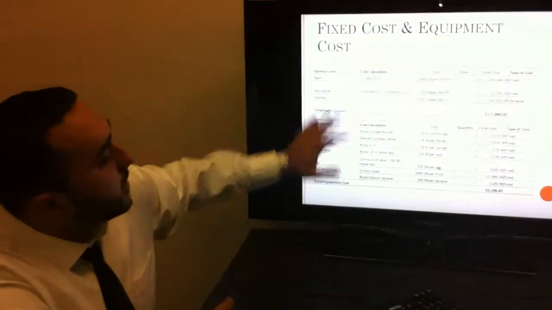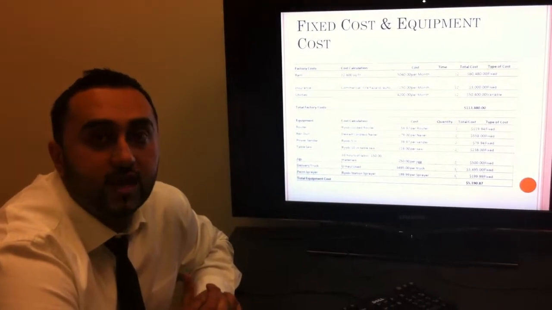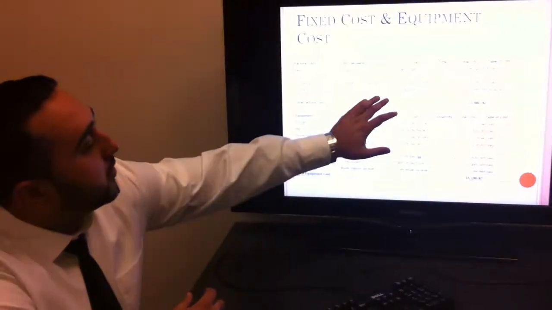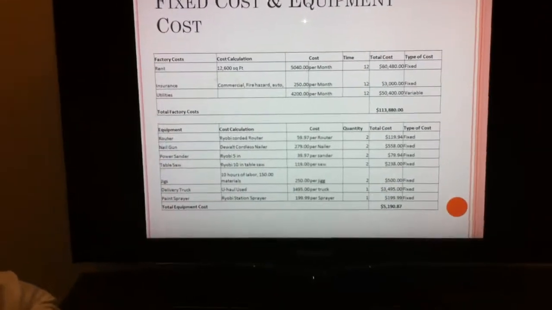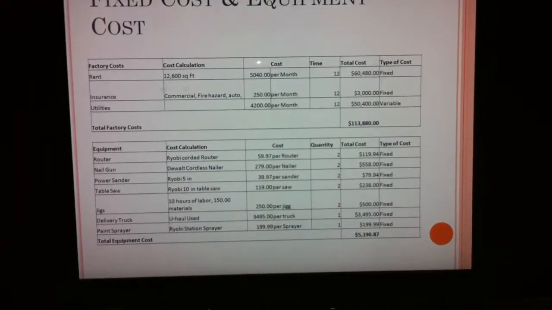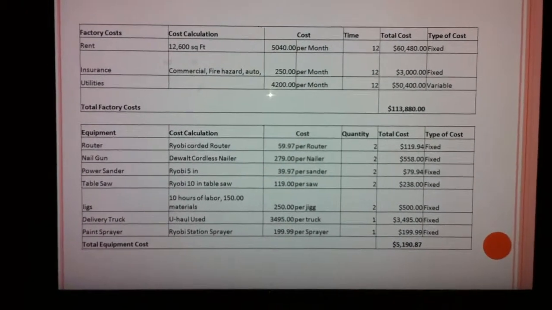Next is our utilities. We did some comparison on the average cost of utilities for a building of the equivalent size in a similar industry. What we came up with was about $4,200 per month, which is an annual cost of $50,400. So our total factory cost is $113,880 for the year.